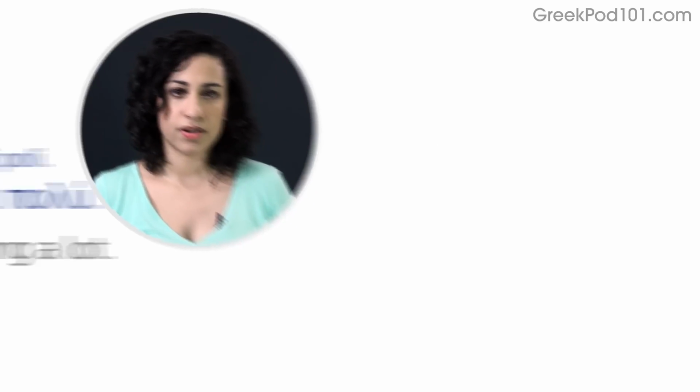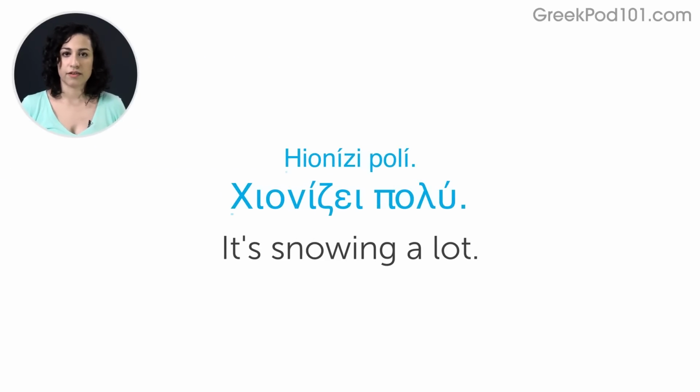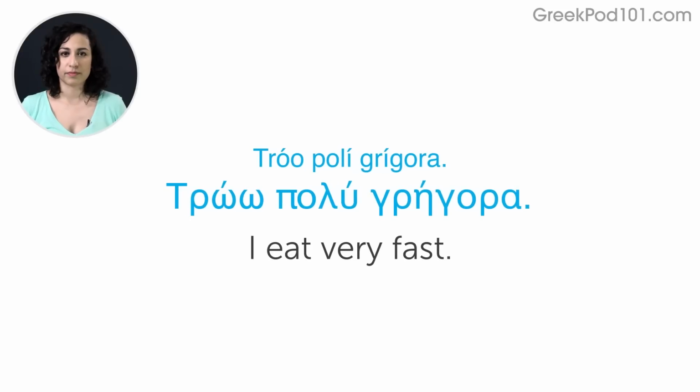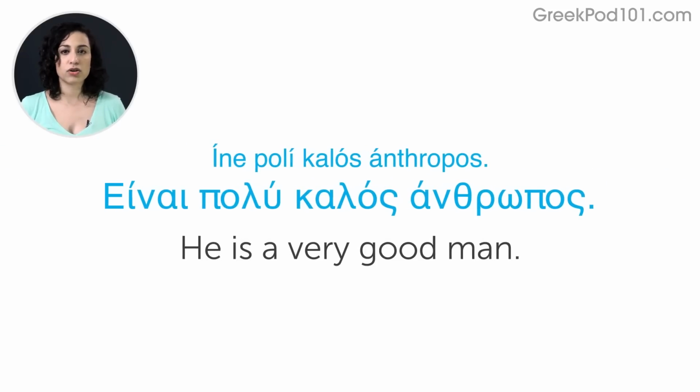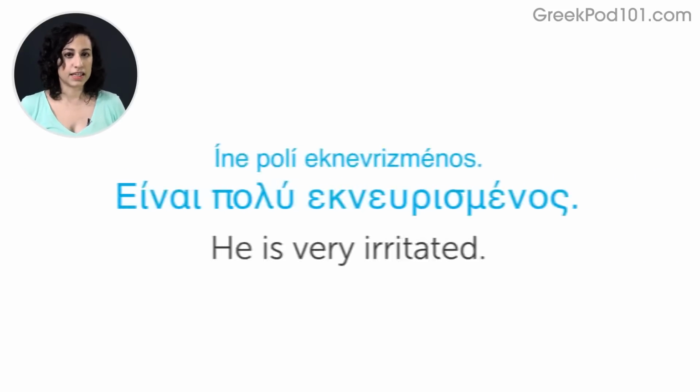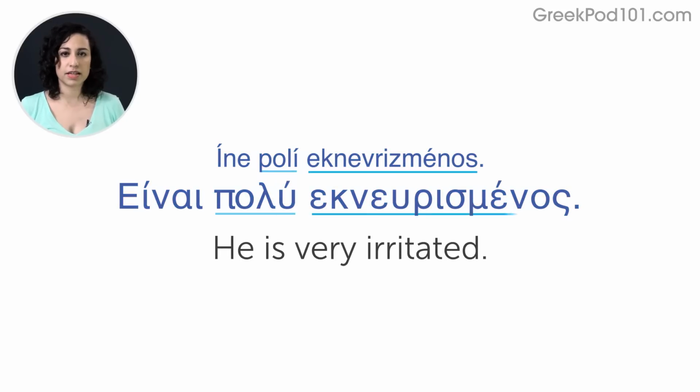Let's go into more detail. First, let's see the first type, where πολύ is an adverb. In this case, it is not declined, and it can be used in combination with verbs, adverbs, adjectives, and participles. For example, χιονίζει πολύ, verb plus πολύ, it's snowing a lot. Τρώω πολύ γρήγορα, πολύ plus adverb, I eat very fast. Είναι πολύ καλός άνθρωπος, πολύ plus adjective, he's a very good man. Είναι πολύ εκνευρισμένος, πολύ plus participle, he's very irritated.